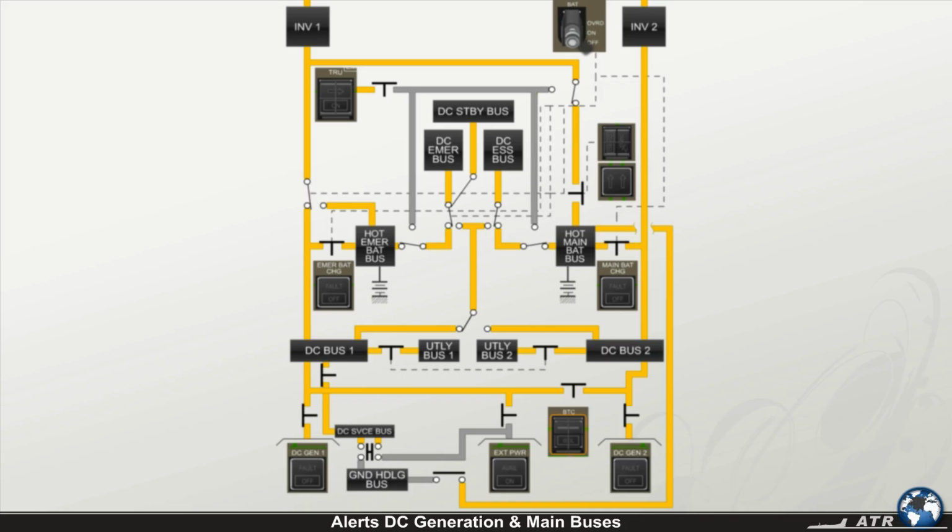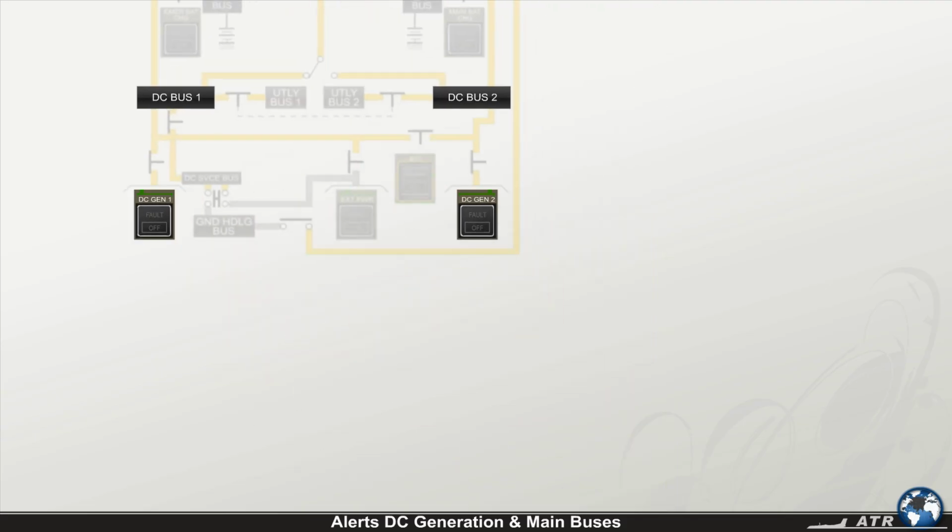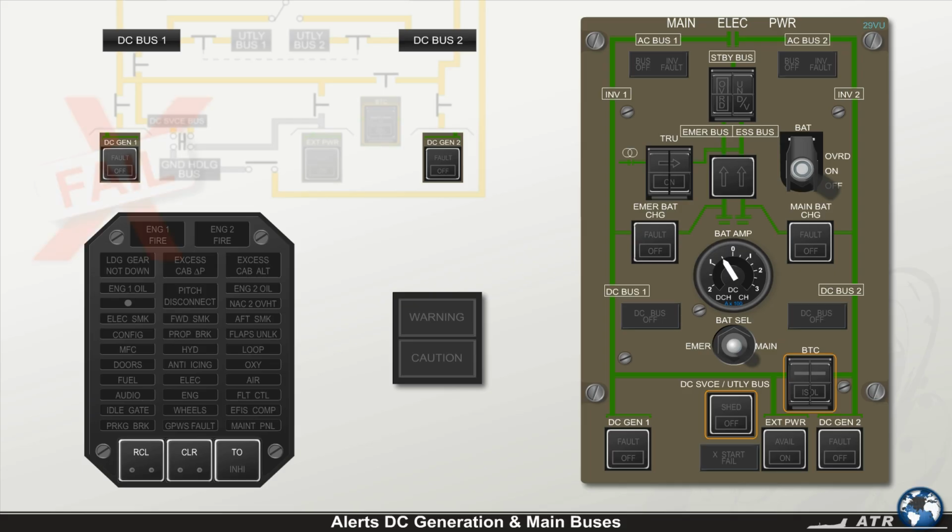We will first examine the alerts for DC generation and the main DC buses. In case a DC generator fails due to a malfunction, the CCAS is activated, the amber master caution light flashes, a single chime is generated to get your attention, and the amber electric light on the CAP informs you that the failure comes from the electrical system. Finally, the DC generator amber fault light of the failed channel identifies the failure and directs you to the appropriate corrective actions.